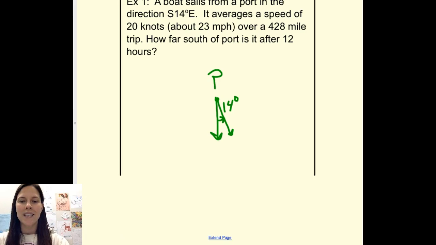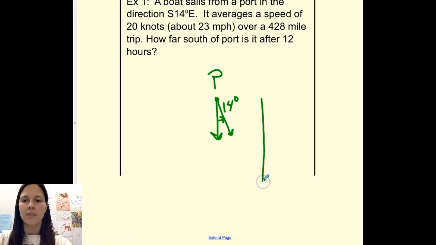Ships measure their speed in knots. 20 knots is about 23 miles per hour. It's almost a one-to-one conversion, and it's traveling 428 miles. We're looking for how far south of port is it after 12 hours. I'm going to set up a slightly bigger picture here. We're going to end up with a right triangle.